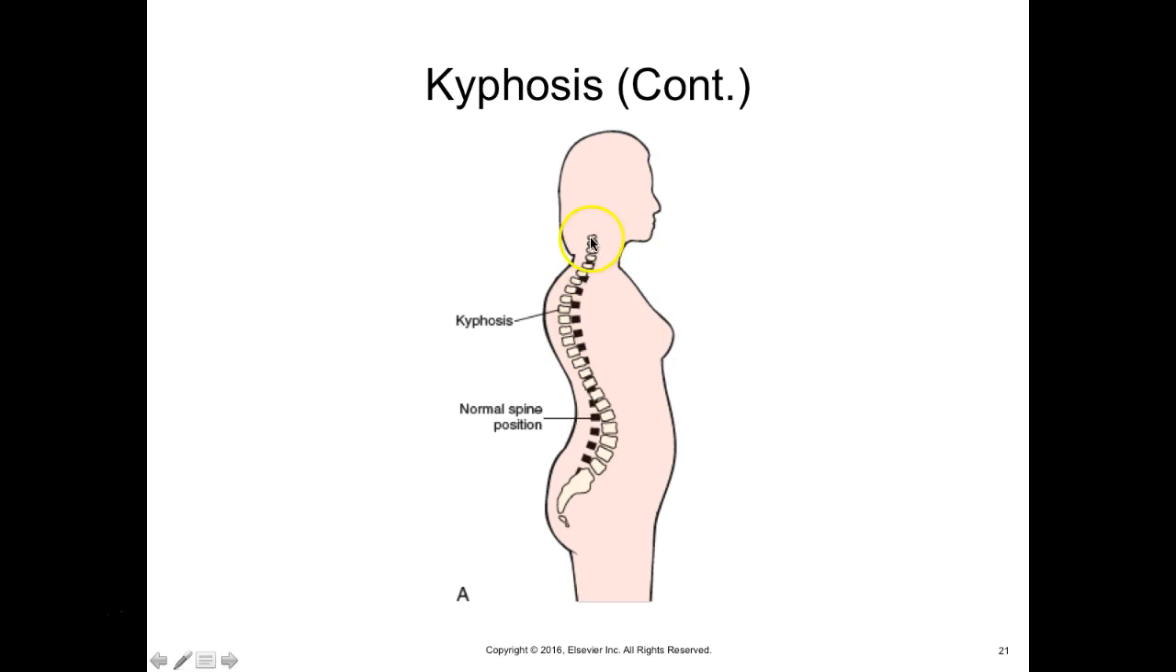We also see kyphosis. Here you can see the spine here. This is a normal spine, so it's actually exaggerated and kind of hunched. You also see this with osteoporosis, and that's from microfractures where they get this kind of curvature or hunchback.